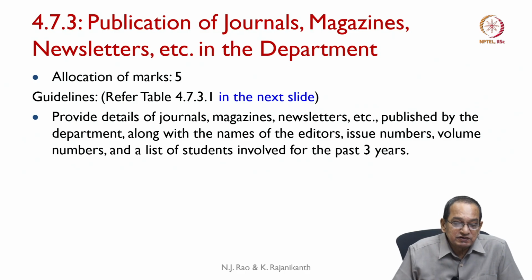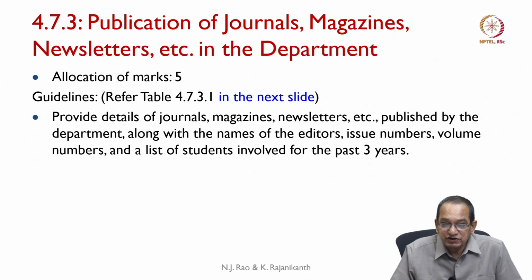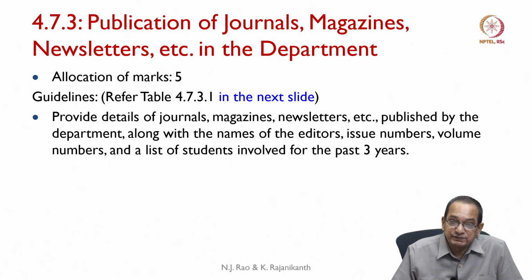Then 4.7.3, publication of journals, magazines, newsletters, etc. in the department. So provide details of journals, magazines, newsletters, etc. published by the department. Notice here we are talking of the departmental academic activities. So these are published by the department along with full details: names of the editors, issue numbers, volume numbers, and a list of students involved over the past 3 years.